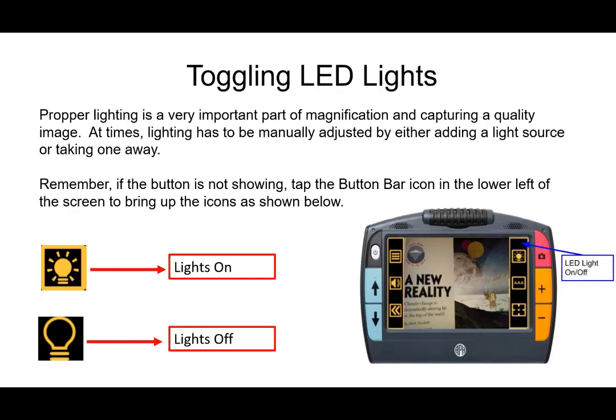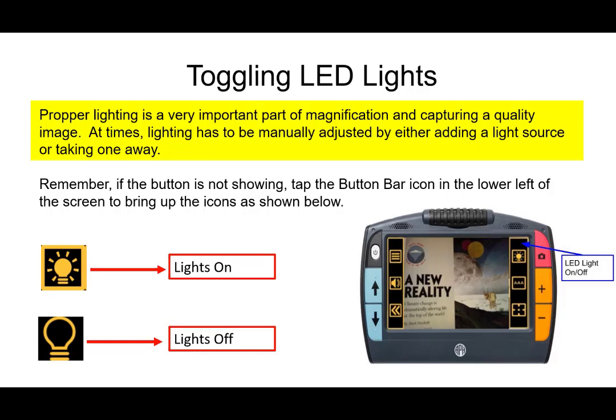The next thing we're going to take a look at is the LED lights and toggling those on and off. Proper lighting is really very important when it comes to magnification. And when you capture a quality image, the lighting needs to be relatively bright, or at least reasonable. At times, the lighting has to be manually adjusted by adding a light source or taking one away.